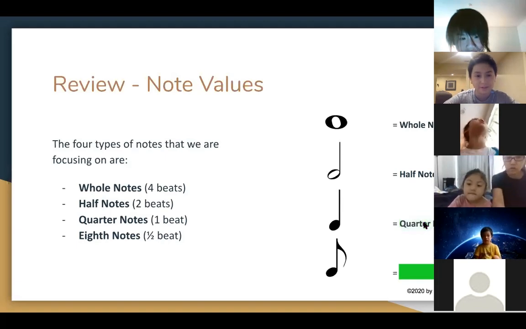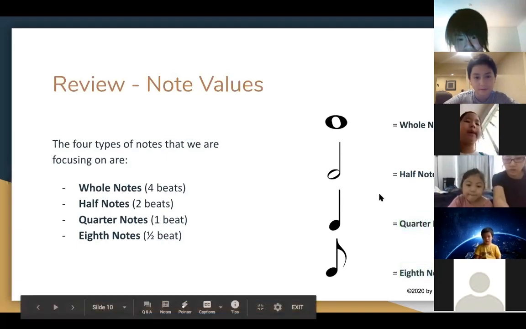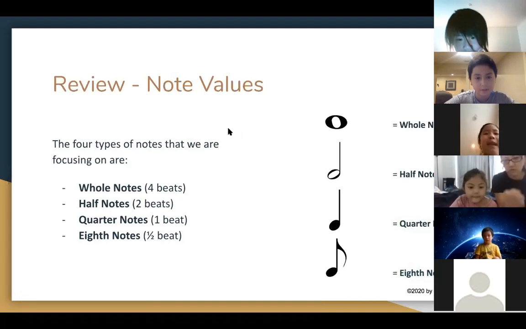Yeah, I've been learning those with my piano teacher, and sometimes I get confused. Yeah, it's a little confusing. They look a little similar. Those ones are a little confusing, but yeah.